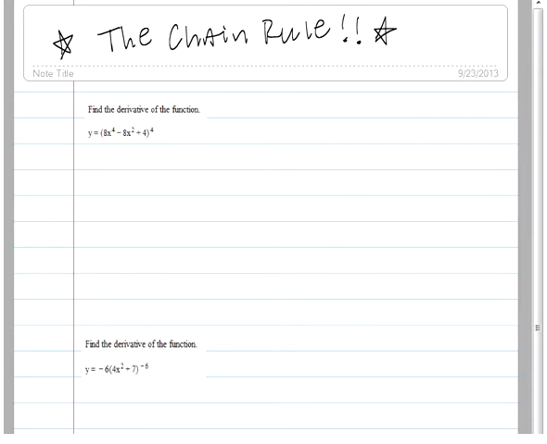In this video, I'm going to show you a few examples of applying the chain rule for finding derivatives. And the chain rule is a great shortcut for finding derivatives of functions that look like a function within a function. So to illustrate what I mean, check out this first example. We have y equals 8x to the fourth power minus 8x squared plus 4, all raised to the fourth power.